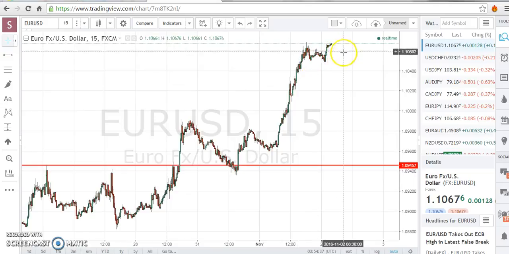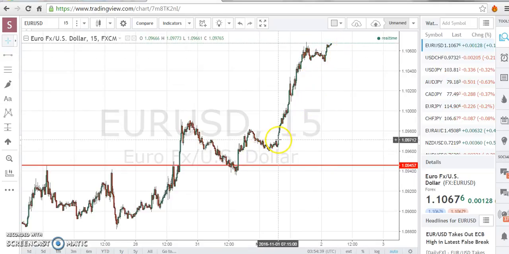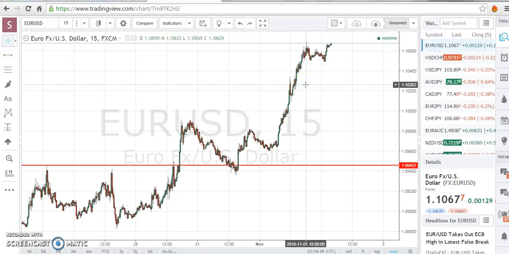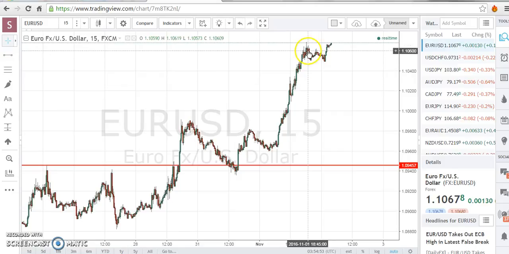First we were in on a buy at the 1.1025 area, about right here. Set up a nice M setup, hit us with the fake out and rose. Came back down. We sold about this area.